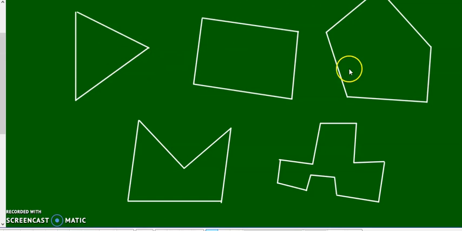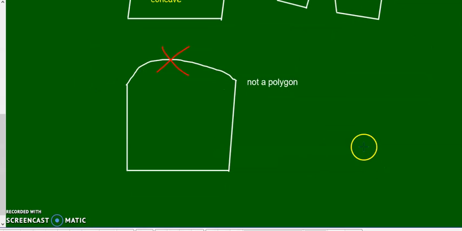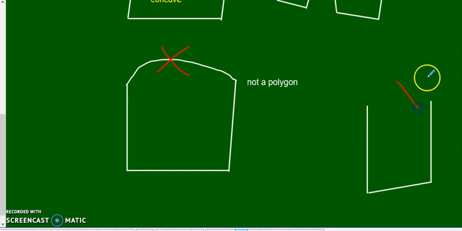So what kind of polygons do we have? Well, these ones here are called concave. This one's called concave. This one too is concave. And these ones are convex. Convex polygons. Something like this would not be a polygon because it's not closed. So this one here is not a polygon.